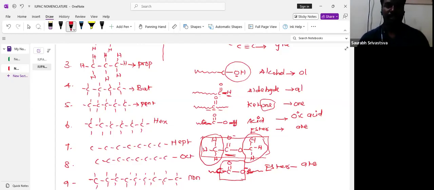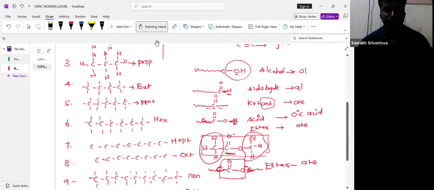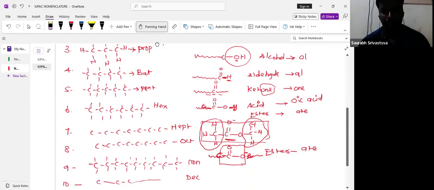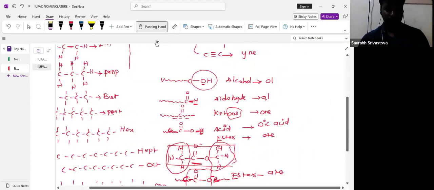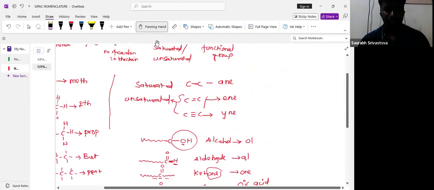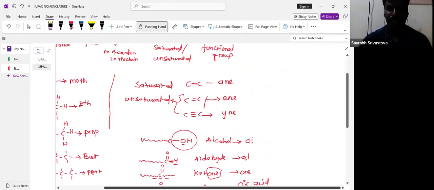First, I said the root word. Root word means if it is one carbon, meth; two carbon, eth; three carbon, prop; four carbon, but; five carbon, pent; six carbon, hex; seven carbon, hept; eight carbon, oct; nine carbon, non; and ten carbon, dec. Functional group: if it is saturated, C and C have a single bond; unsaturated means C and C have a double bond.